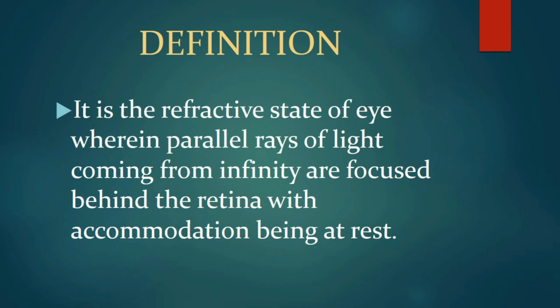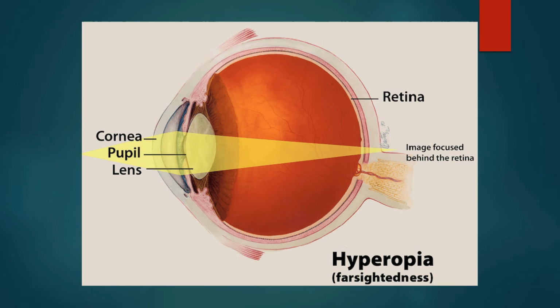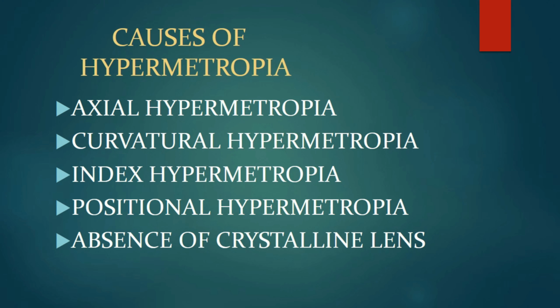Here comes the diagram which shows rays entering the cornea, pupil, and lens, and the image focusing behind the retina. What are the causes of hypermetropia? Hypermetropia may occur due to shortening of the eyeball. About 1 millimeter shortening of the anteroposterior diameter of the eye results in 3 diopters of hypermetropia.